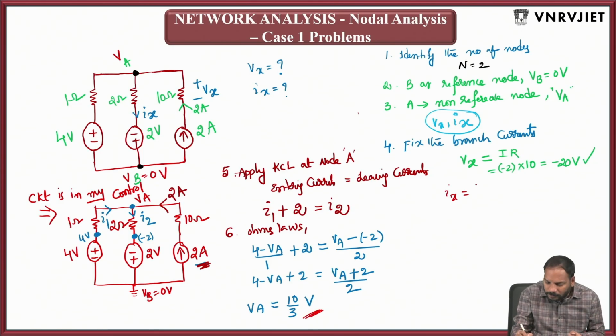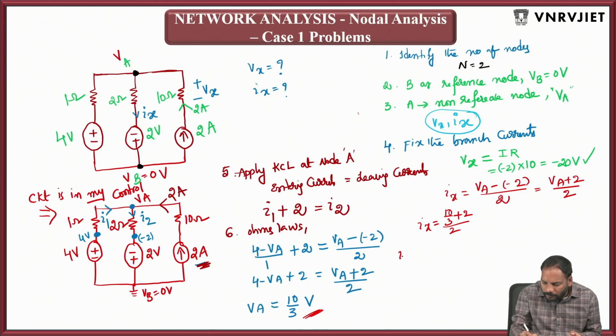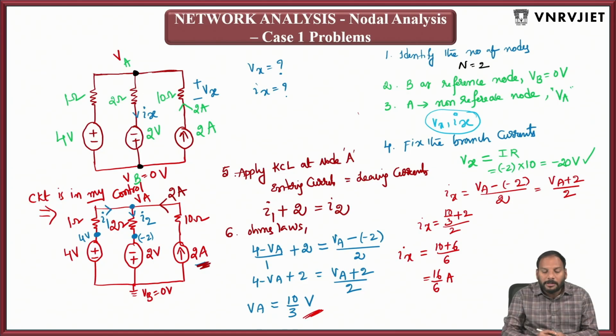So how can you write Ix now? It is simply VA minus, that potential is minus 2 volts, divided by the resistor 2. So that means this is VA plus 2, divided by 2. I think you know the value of VA. Substitute the value of VA. So VA is exactly equal to 10 by 3. (10 by 3 plus 2) by 2. So the value of Ix I can write as simply (10 plus 6) by 6, so 16 by 6 amperes. So this is how you can calculate the unknowns Ix and Vx.